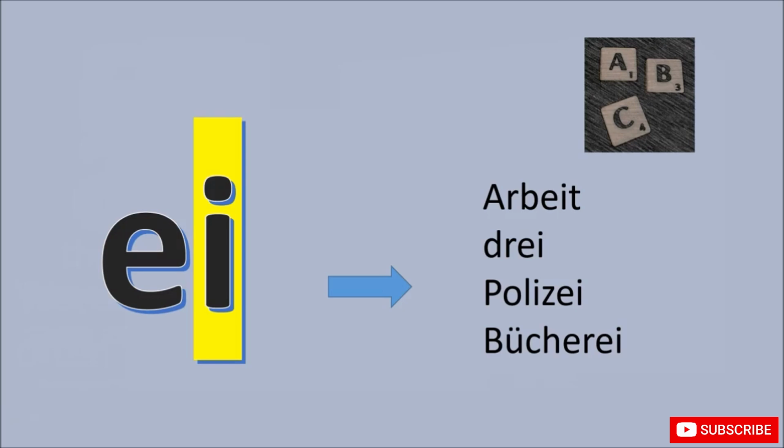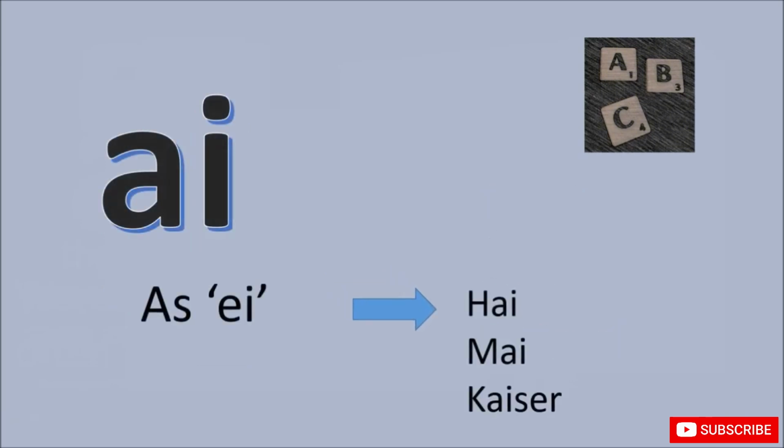And now we've got the two letters the other way around, not IE, but EI. And again, a tip for native English speakers, it's the English I pronunciation. Arbeit, drei, Polizei, Bücherei. AI is also pronounced as I. Hai, Mai, Kaiser.